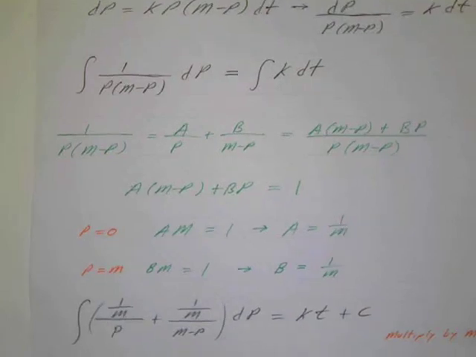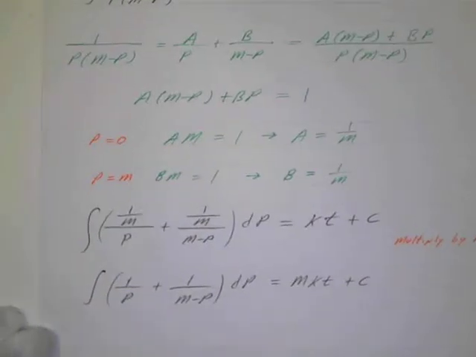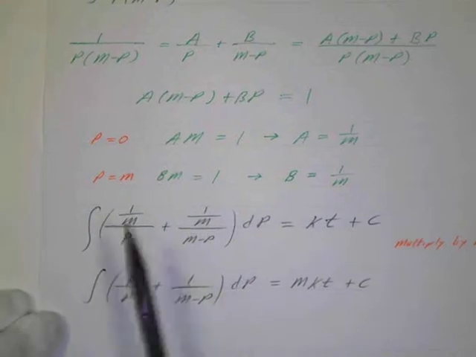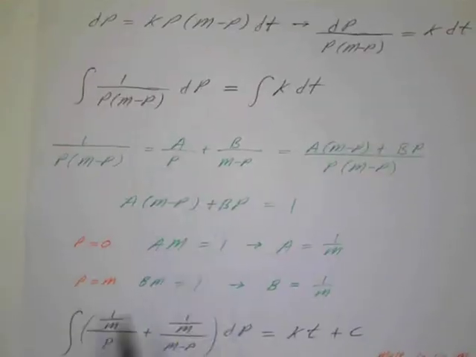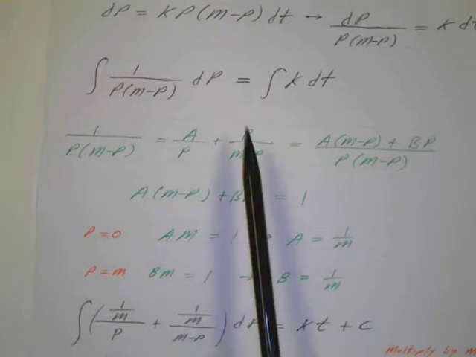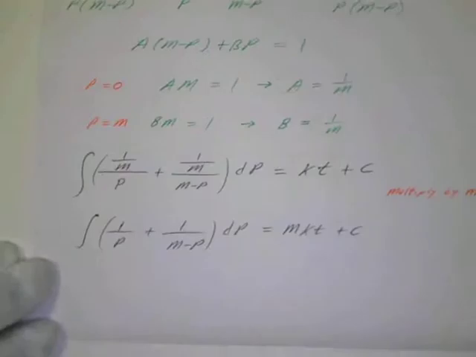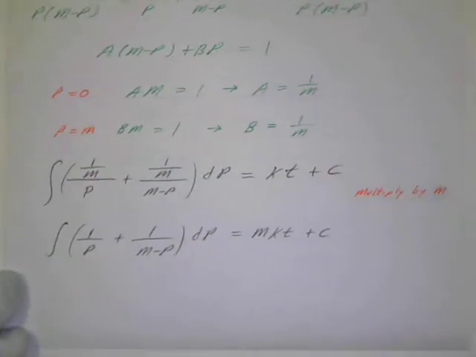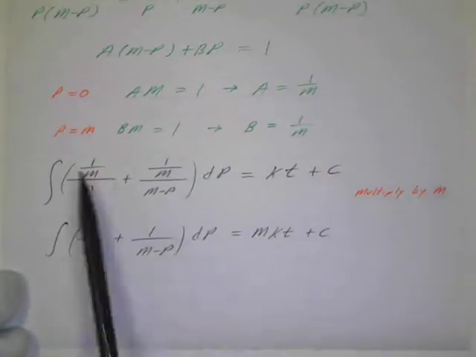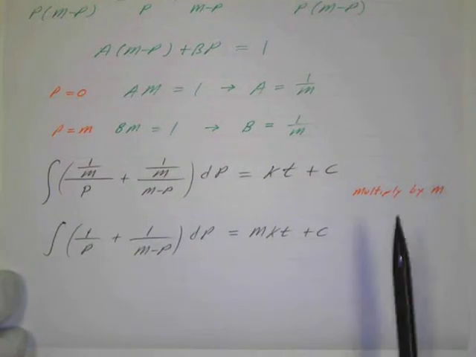So now I've got my fractions all set up. A over p is (1 over M) over p, and B over (M minus p) is (1 over M) over (M minus p). Okay, now this is an interesting setup. This is going to be kind of hard to deal with. There's lots of ways to do this, but this is the easiest way.